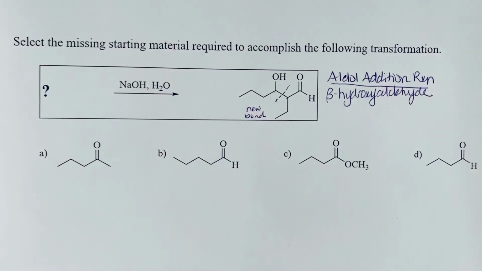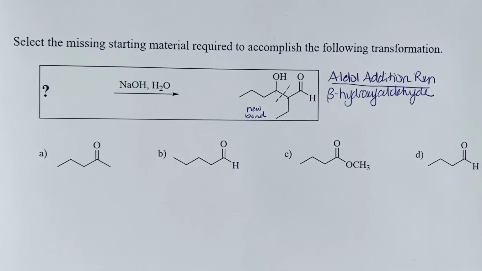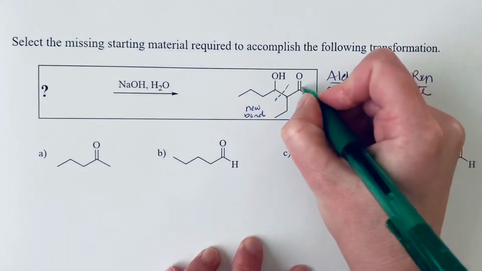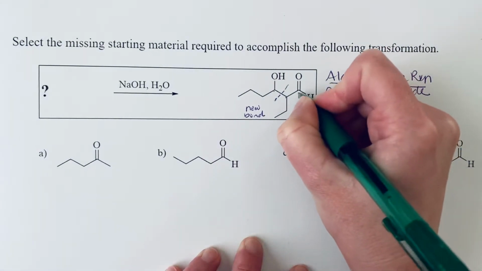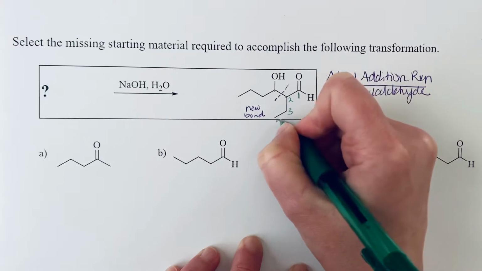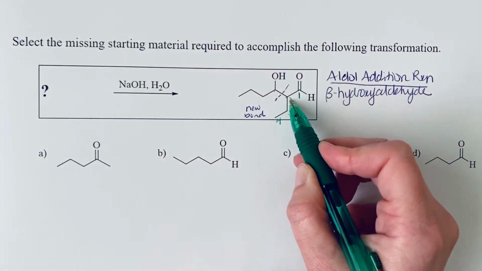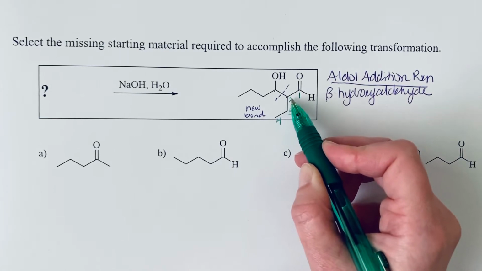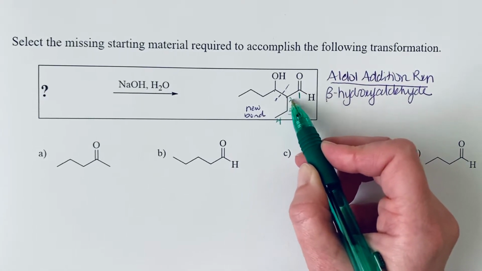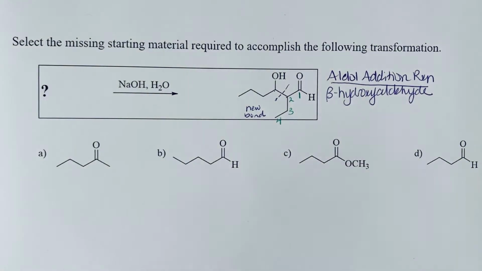To figure out what aldehyde we brought together here, we just want to number the carbons. You can see clearly we have an aldehyde here. So 1, 2, 3, 4. This side is the side that was the nucleophilic side, and we can see that because the new bond is to the alpha carbon. When we make an enolate, the alpha carbon is the one that is nucleophilic.